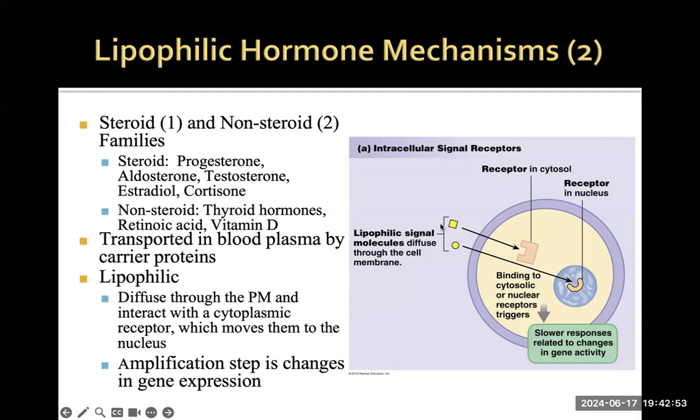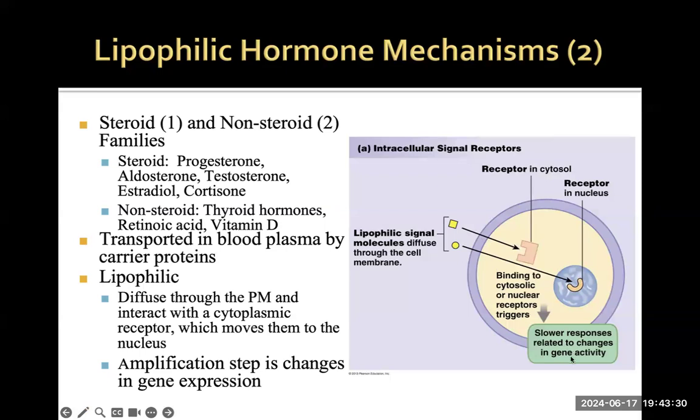So you're going to have a lipophilic signal molecule or a ligand that's going to diffuse through the cell membrane. When it goes through the cell membrane, now it has the ability to bind to a receptor in the cytosol, or it can go all the way into the nucleus and bind to a receptor in the nucleus. When that happens, it's going to jumpstart the process of transcription and then translation, which will create a protein. That protein, again, can then carry out the cellular response. It's really interesting to note that this is a slower response related to changes in gene activity.